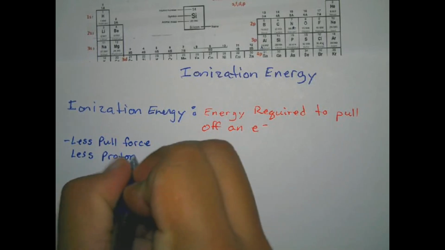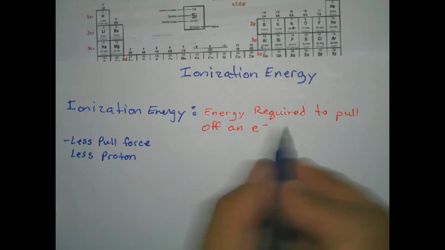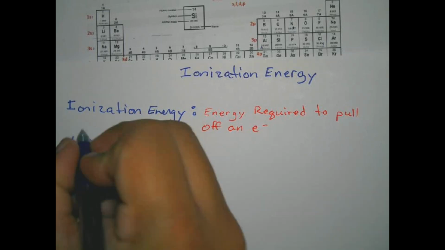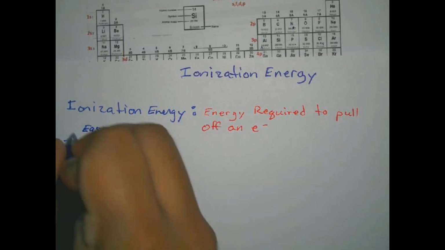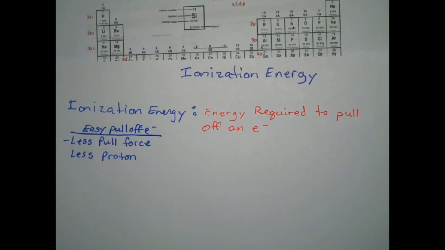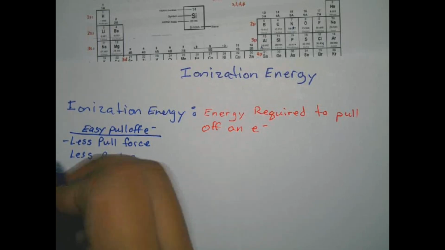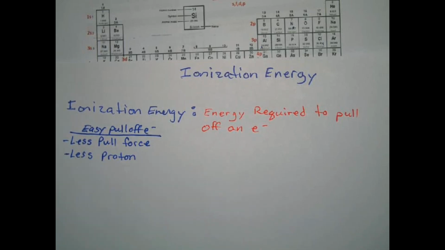Now, we're talking about lowering this energy here to make it easy to pull off electrons, right? That's what we're trying to do. We're trying to make it easy to pull off electrons. Well, if we want it easy, we need less pull force. That means less protons, right? Now, to make it easy to pull off electrons, we also need to be away from the nucleus, right? Because the closer you are to the nucleus, the harder it is to pull off electrons.